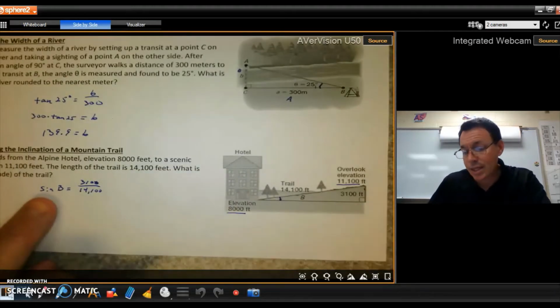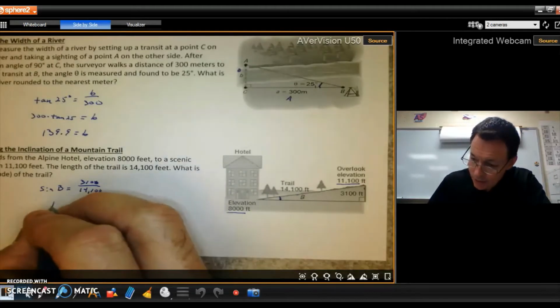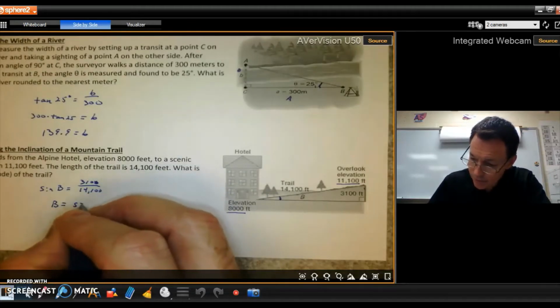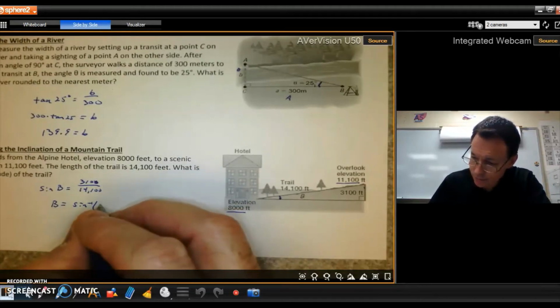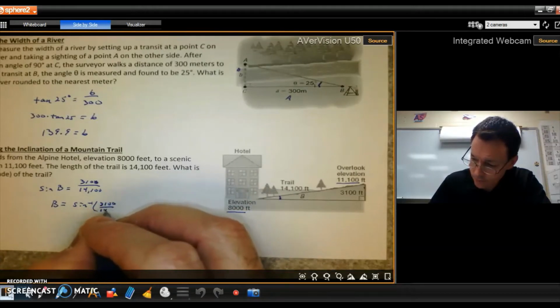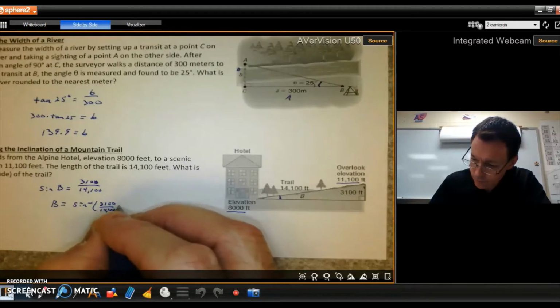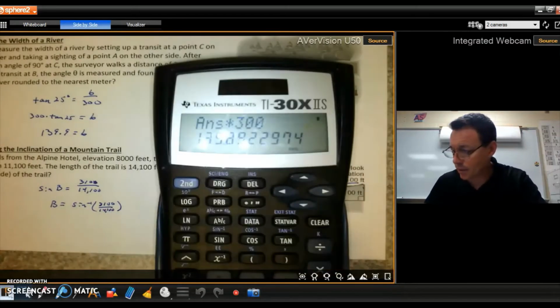And so again, this is a sine problem, but I need to move that to the other side, so it's going to become an inverse sine, and now I can type that in my calculator.